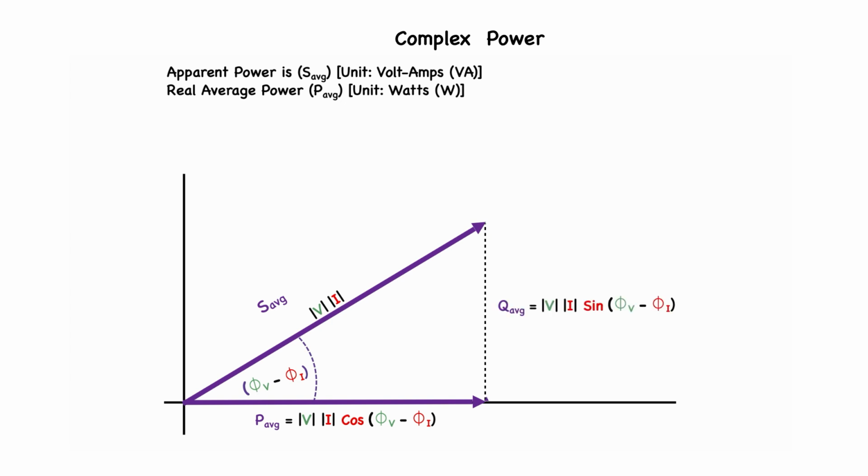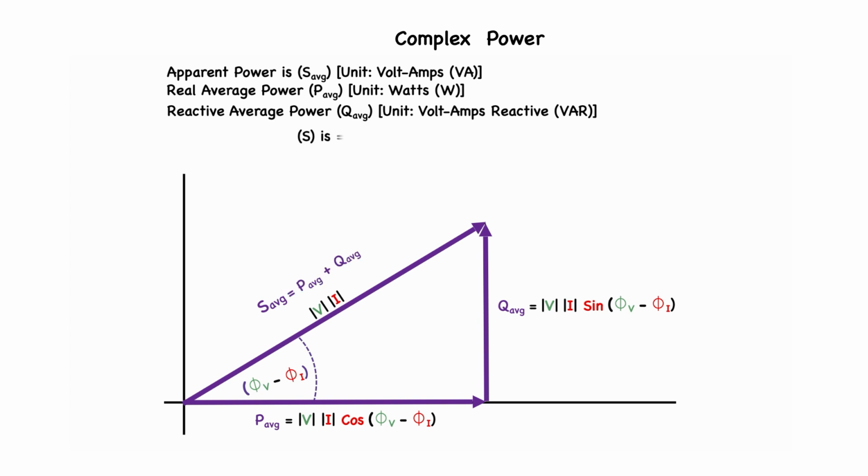We also know, or have learned, that if we take the sine of the angle between the voltage and the current and multiply it by the apparent power, we will come up with a reactive average power, or Q average, and its units are volt amps reactive, and its short form is VAR or VARs.